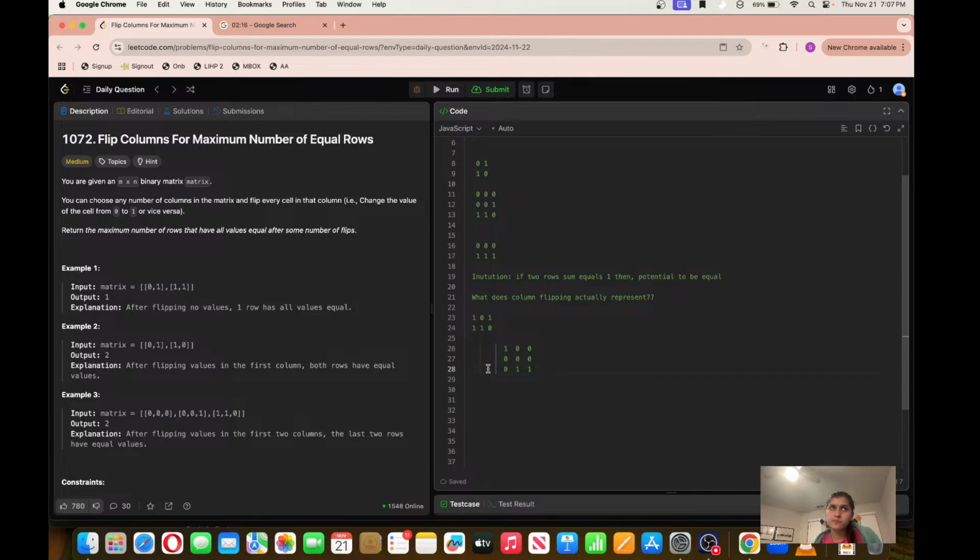The problem is that I will keep on flipping switches, right? I will keep on flipping. So sometimes these two rows might be equal, and after some flipping maybe these two rows will be equal, but how will I know which one is the maximum? So that is the difficult part.